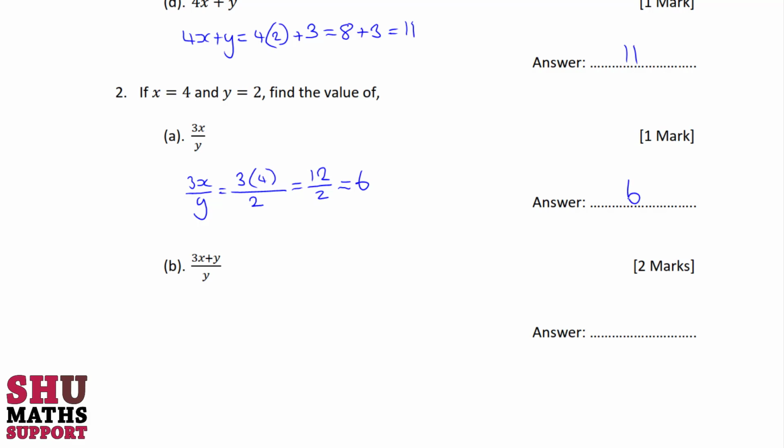Now the next question is 3x plus y all over y. So let's rewrite that underneath. So we have 3x plus y all over y. And that's equal to, well, if x is equal to 4, we're going to have 3 times 4. And then the value for y is 2, so we have plus 2. And then this is divided by y, which means it's divided by 2. And then we'll simplify this, so we know that 3 times 4 is 12. So we have 12 plus 2 over 2. And then 12 plus 2 is equal to 14. And that's 14 over 2. And then 14 divided by 2 is equal to 7, which means the answer for this question is 7.